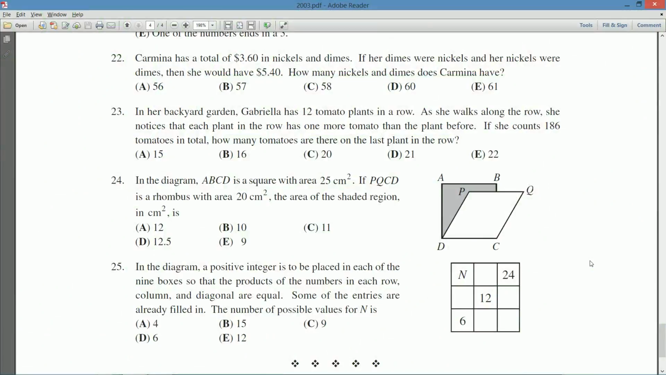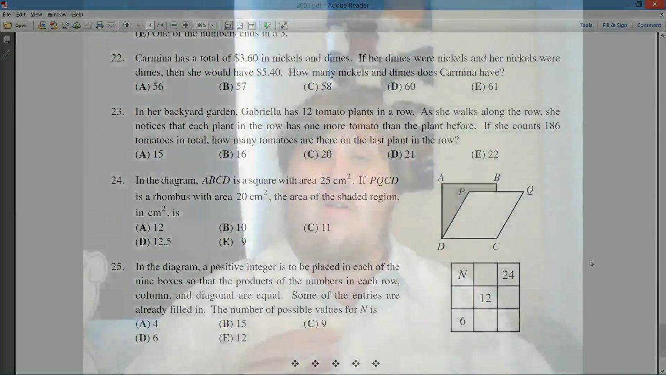We're looking at question number 22 on the 2003 Grade 8 Gauss paper. Carmina has a total of $3.60 in nickels and dimes. I should mention, for anyone watching internationally, this is a Canadian contest. In Canada, just like in America, we use a decimal system for our money.